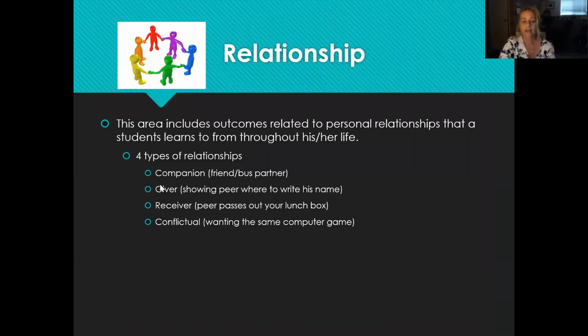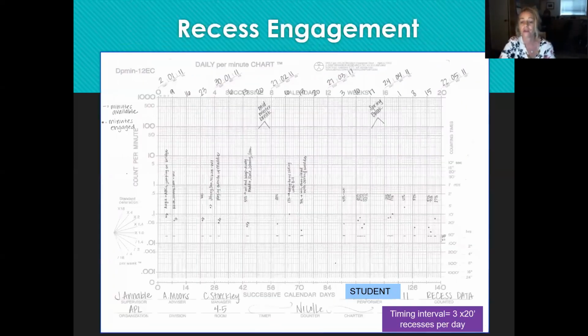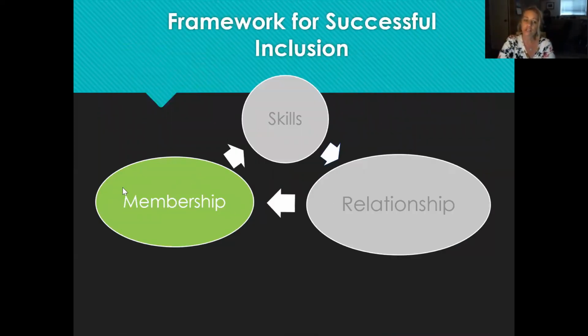So again, companionship and conflictual wanting the same computer game. So if you only have 1 tire swing at recess and your student that you're tracking the behavior of being part of the relationship of the peers at recess, if there's only 1 opportunity for you to access your tire swing, your data for recess engagement is not going to look all that robust, right? So your relationship within your peers at recess is something that your practitioner might want to look at. So again, the third section here is membership.